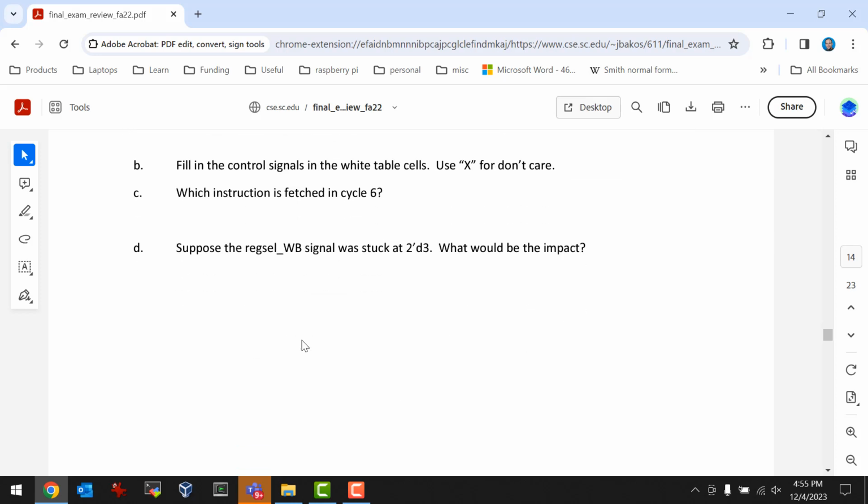Okay, so suppose the reg select WB was stuck at 3, what would be the impact? Reg select stuck at 3, what's 3?